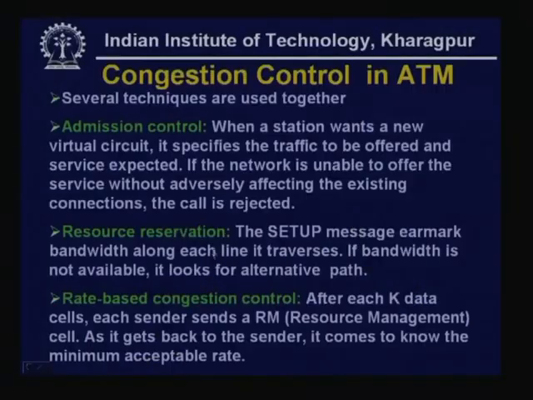Then resource reservation is done. A setup message earmarks bandwidth along the line it traverses, and the bandwidth available is measured and used. Then rate-based congestion control is performed, where after each k data cells a sender sends a resource management cell, which I have already mentioned, and as it comes back to the sender after reaching the destination, it comes to know the minimum acceptable rate.